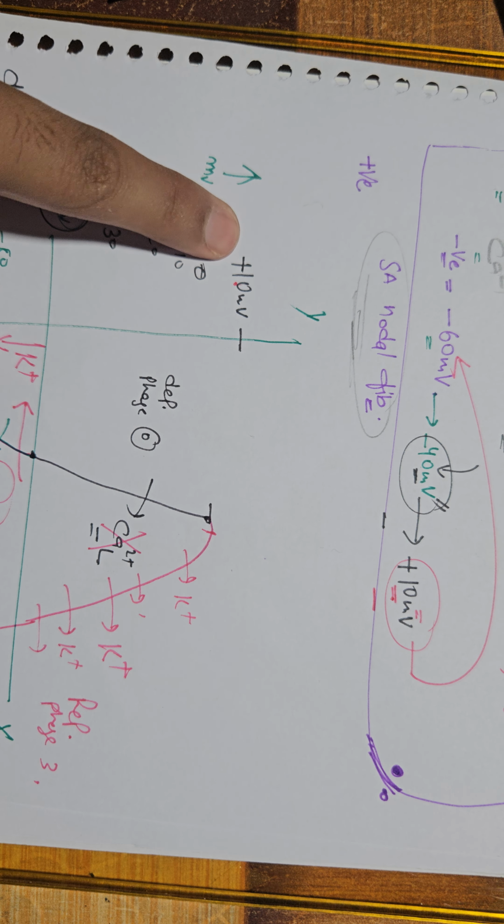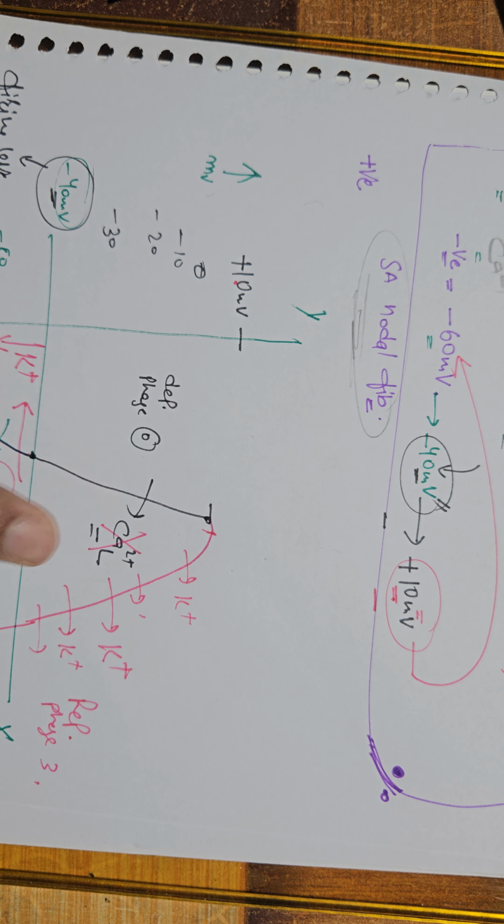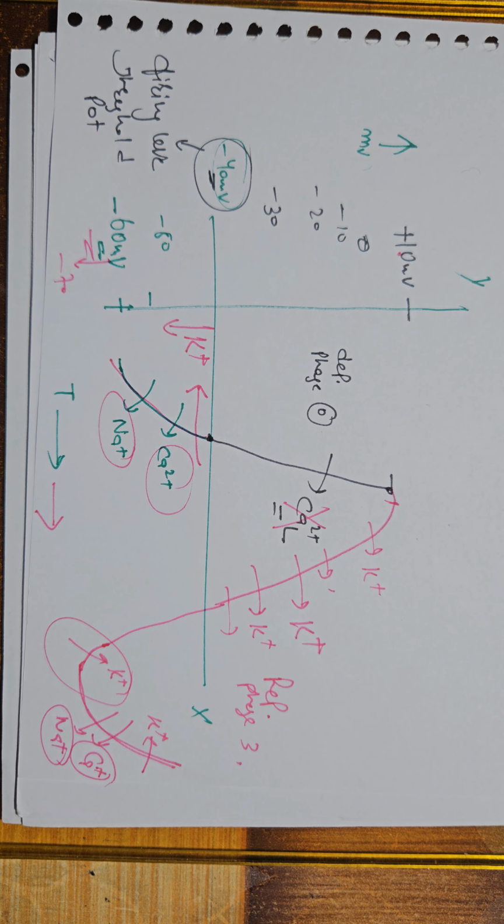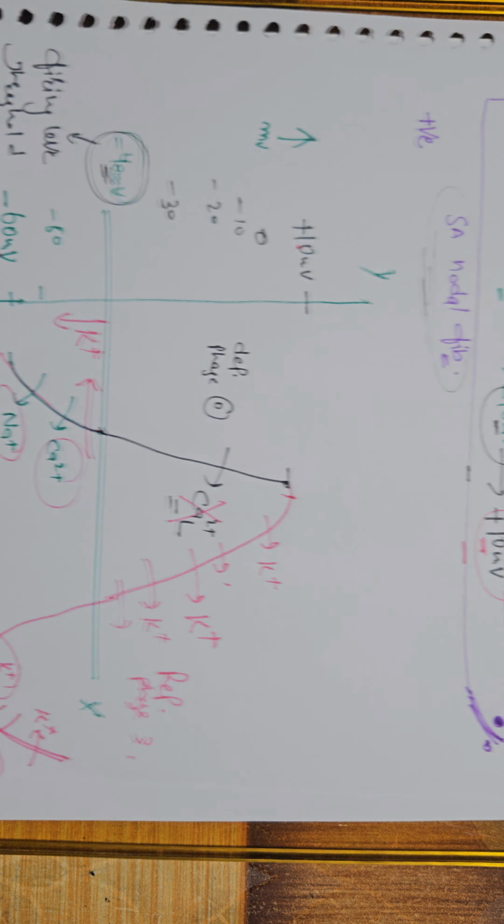Then we have the depolarization phase. That's from minus 40 millivolt to plus 10. It is because of the calcium entry through L type of calcium channels. And then repolarization phase, it is because of the potassium exit. Now we will talk about the naming of these phases.